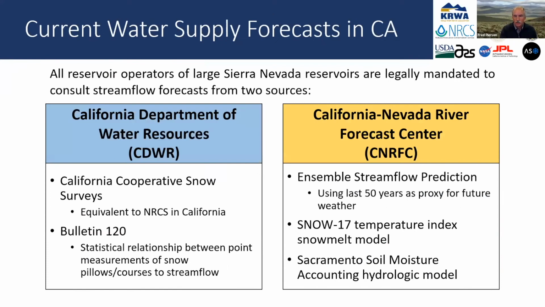So just as an example, I want to focus on how important marrying these kinds of technologies and abilities really can be. This is an example coming from the California work, about management of reservoirs, as I said, where the water managers are essentially legally mandated to consult streamflow forecasts from 2 different sources.